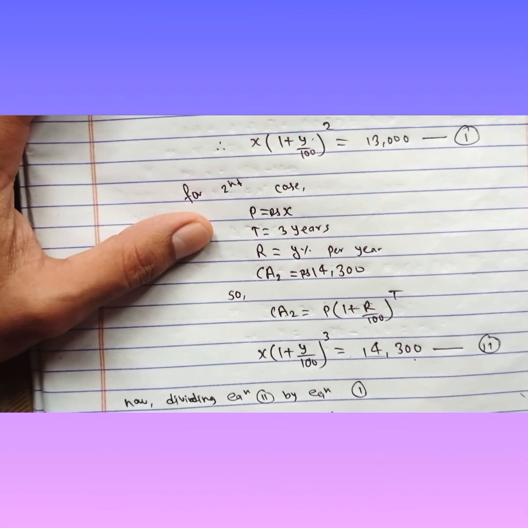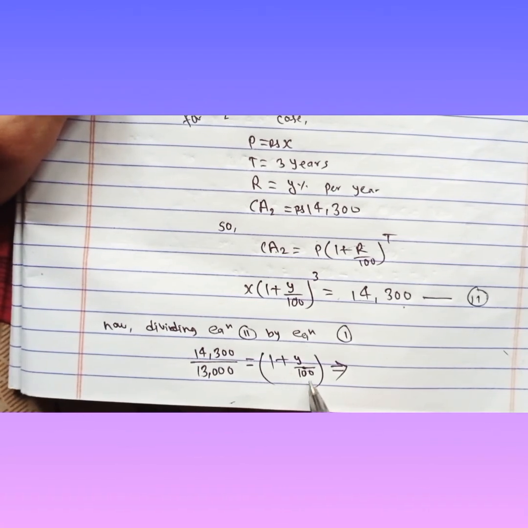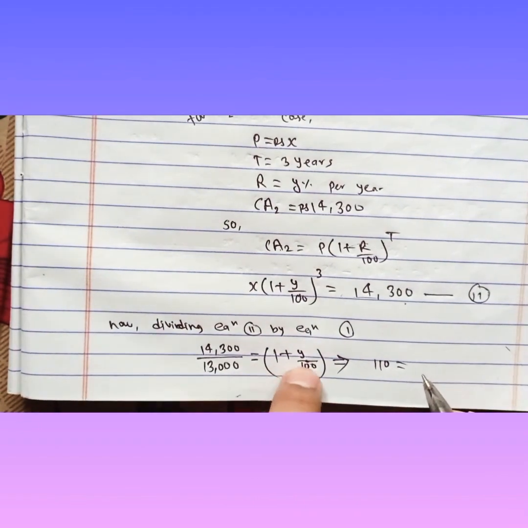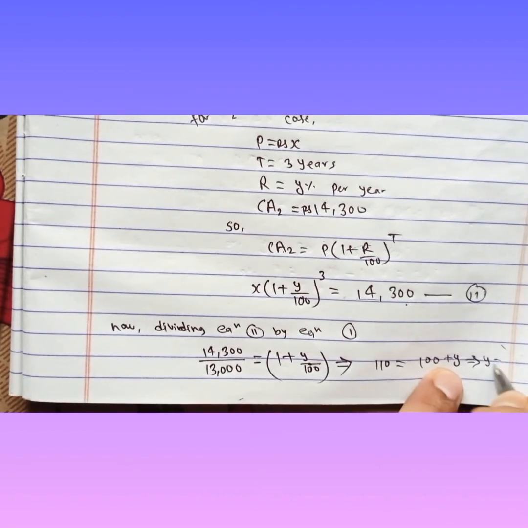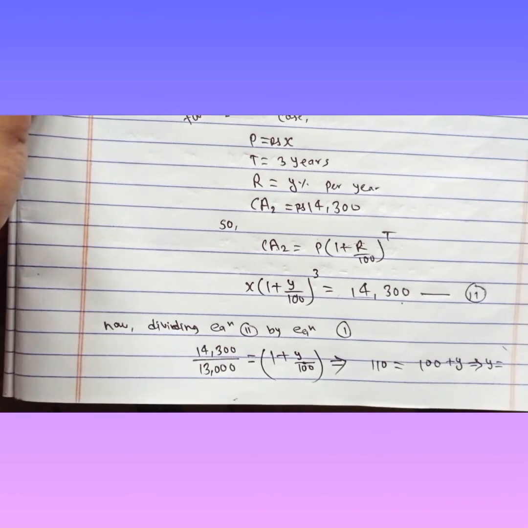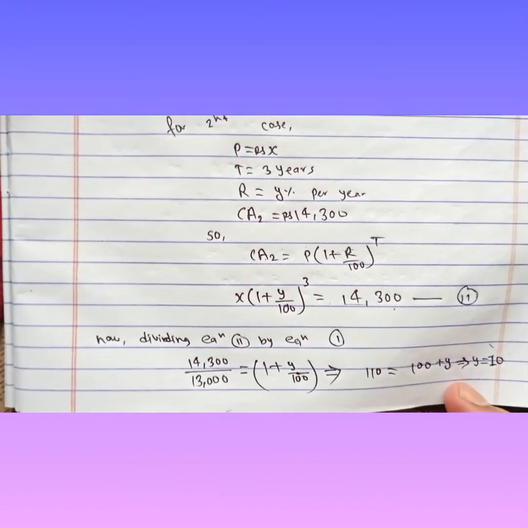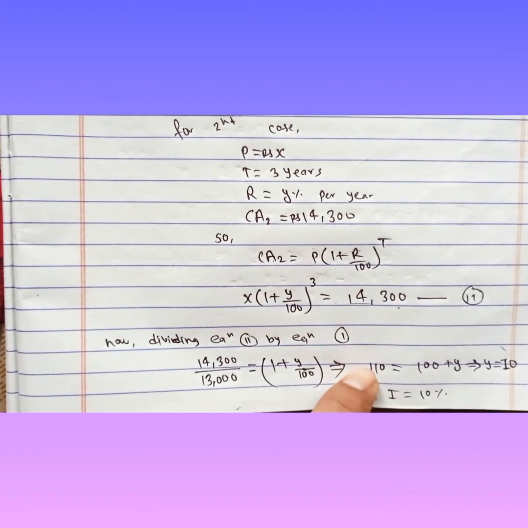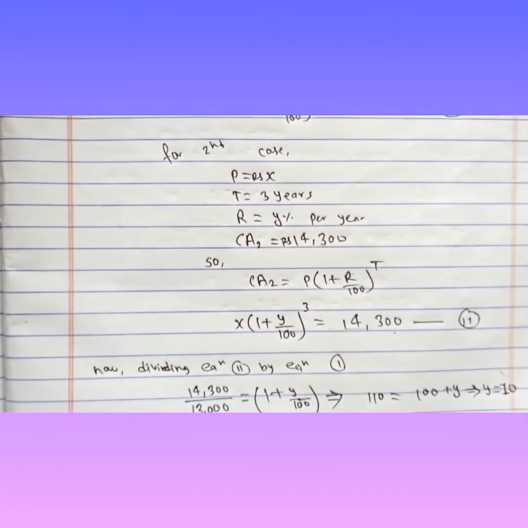This implies, after this you can divide this by this, and you can take the LCM and cross multiply. If you divide this by this, you get 1.1, and if you multiply 1.1 by 100, then it will be 110 equals, and if you take the LCM here, it will become 100 plus y. This implies y equals 110 minus 100, which is 10. Therefore y is our rate of interest, therefore the rate of interest is 10% per annum. And in the question it is only asked to find the rate of interest, so I have just found the rate of interest here.